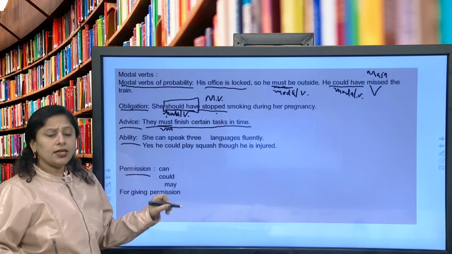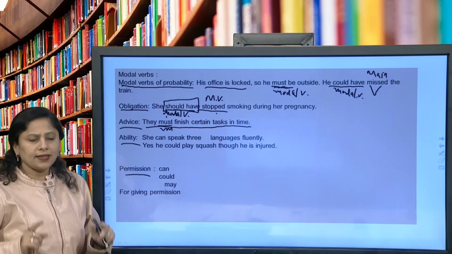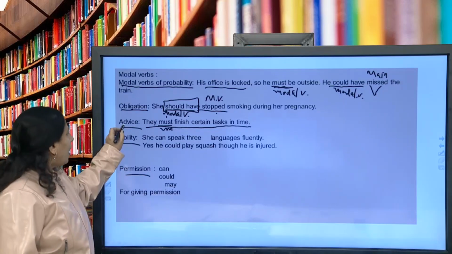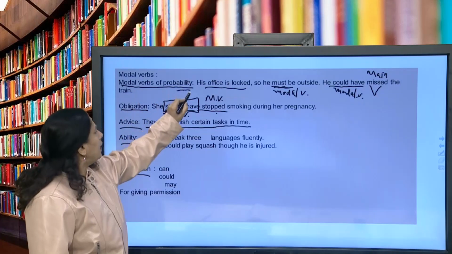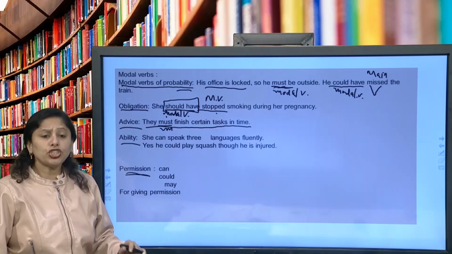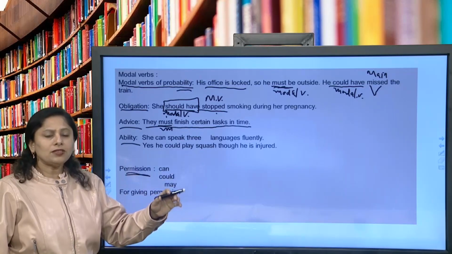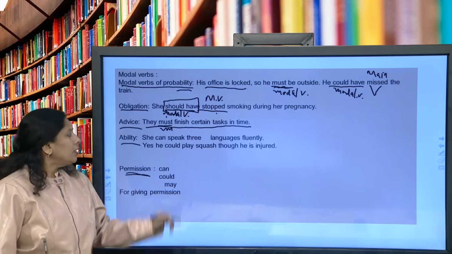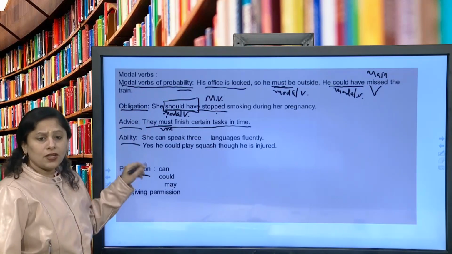It is merely an advice to them to finish the tasks in time. So advice again shows obligation, advice, ability and permission. All these are the kinds which are used to show the importance of the modal auxiliary verb. These are actually the functionings of the modal auxiliary verbs.